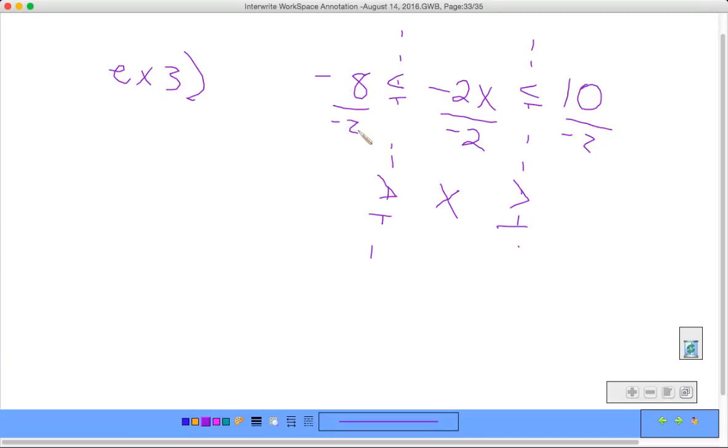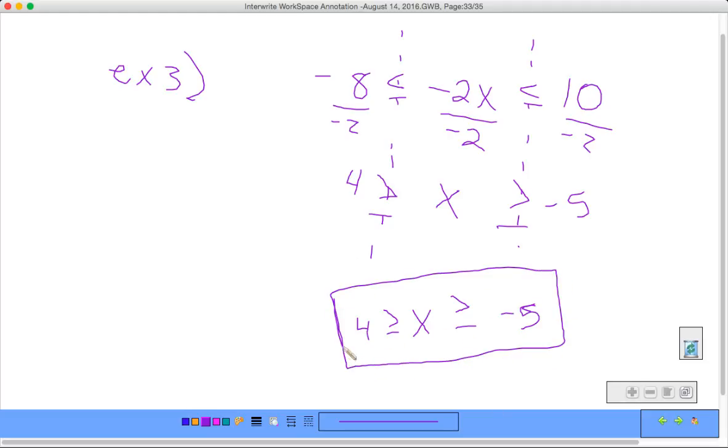Negative 8 divided by negative 2 is positive 4. And 10 divided by negative 2 is negative 5. So that's my final answer. 4 is greater than or equal to x, which is greater than or equal to negative 5. Or you can read this, x is between 4 and negative 5, including both endpoints because it has the or equal to part. That is my final answer.